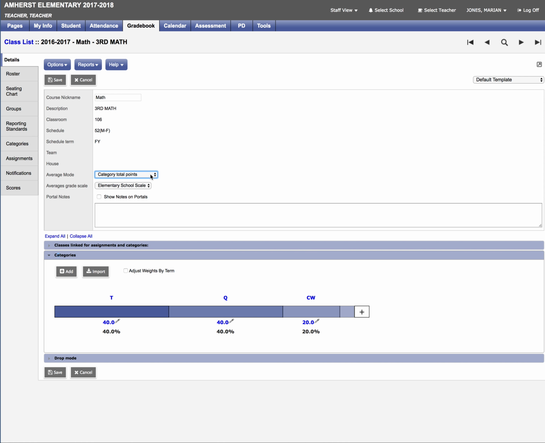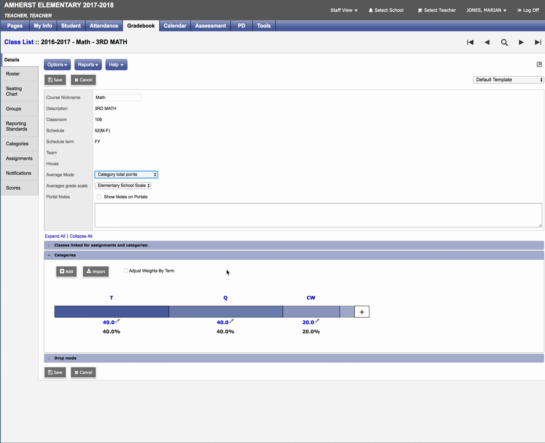Oftentimes people ask me the difference between category total points and categories only, and this is the best way that I can explain it. If I'm in your class and you have category total points and you give me a 10-point quiz, it's a 10-point quiz in a category worth 40%. Then you give me a 50-point quiz. Those quizzes are treated differently within the category.